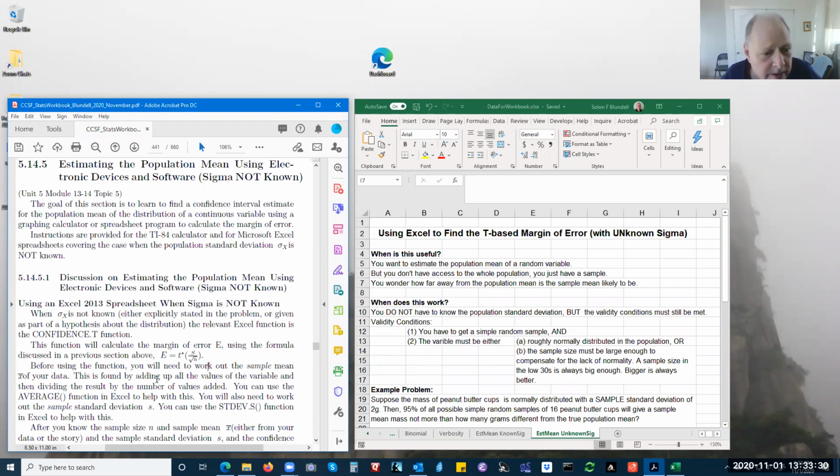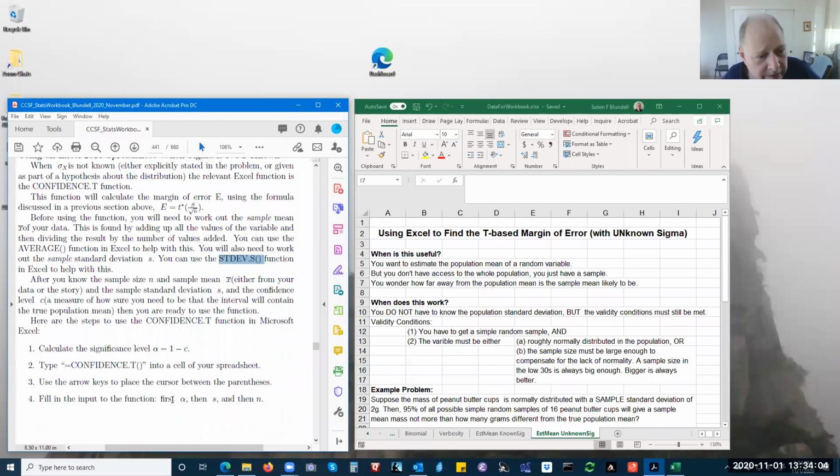So this time we don't know the population standard deviation, but from a sample of data we can find the sample standard deviation using stdev.s. And then we can plug that back into this formula, or we can plug it into an Excel function that will do this little bit of arithmetic for us. Look up the T star, multiply times S, divide by square root of N. So we can do all that in one step.